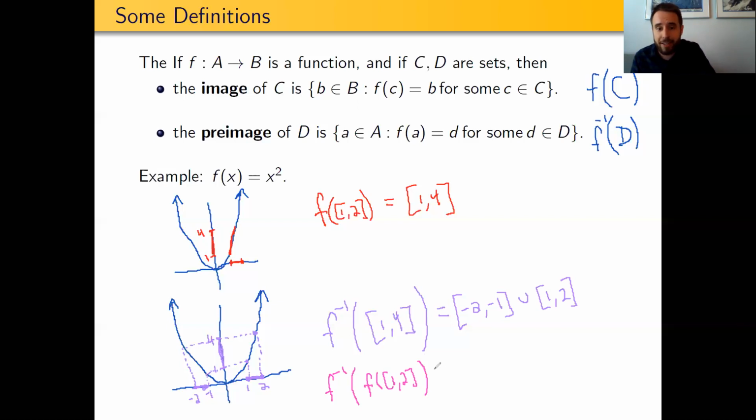And from what we've just seen, this would not be just 1 to 2 again. We wouldn't just get back 1 to 2, but we would get this extra set as well. So f inverse of f of 1 to 2, which is again notation to represent the preimage of the image of 1 to 2, will give us a set in the domain that in this instance is actually larger than the original set 1 to 2.